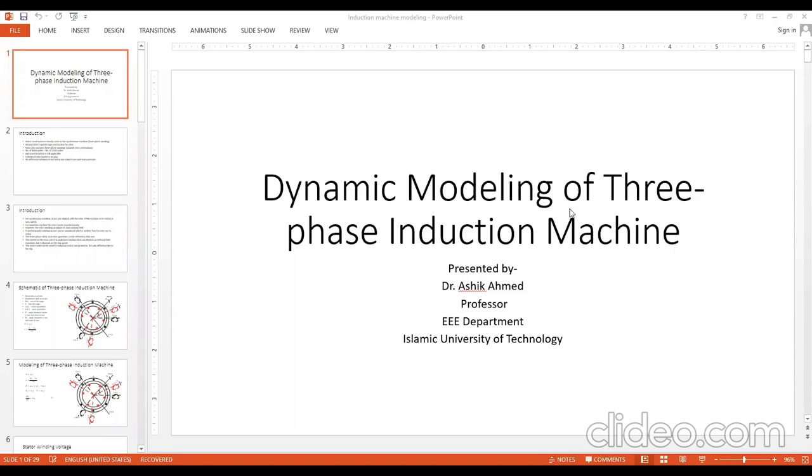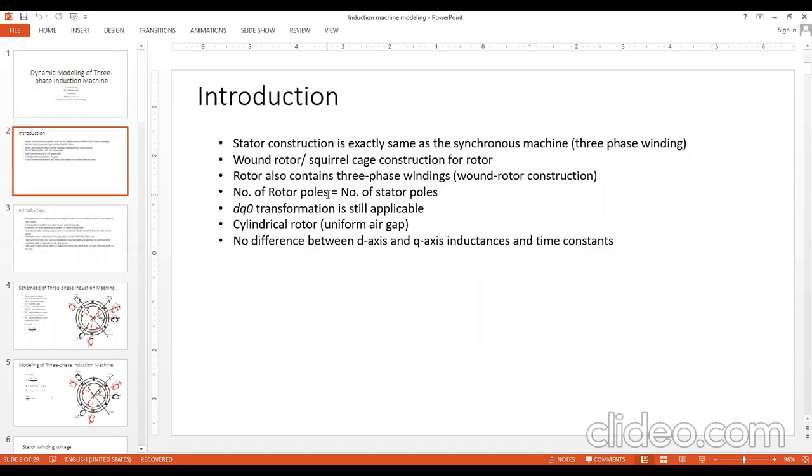So the topic that we took into consideration in the last class was the dynamic modeling for the three-phase induction machine, which is one of the mostly used three-phase dynamic loads in industries all around the world. We started the dynamic modeling topic with some of the basic or salient features associated with the three-phase induction machine. At the beginning, I tried to point out some of the main differences between the three-phase induction machine and the three-phase synchronous machine.